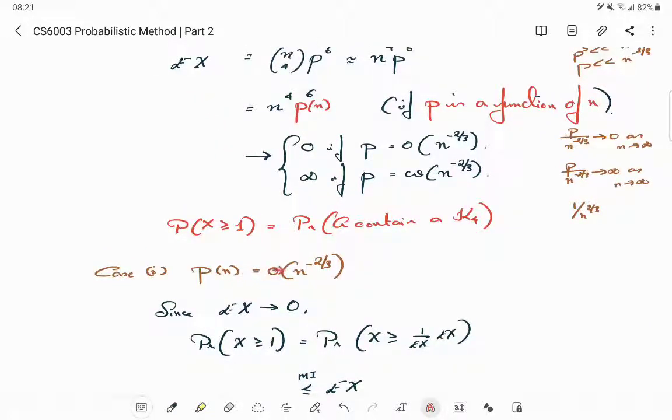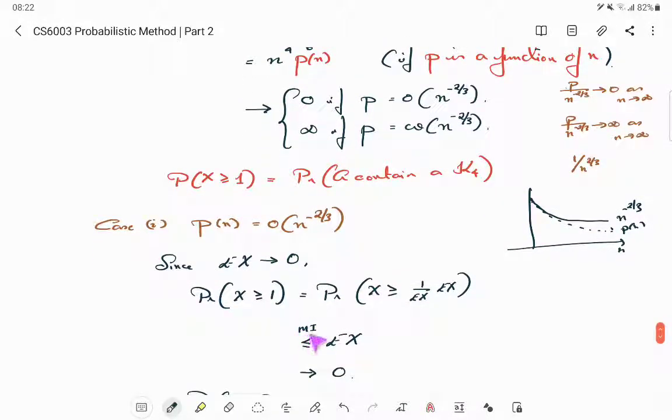That's when P of n is little o of n raised to minus 2 by 3. Okay, so if this is your n, then n raised to minus 2 by 3 might go something like this. For something that goes faster than that, this is some function, this is the P of n we are talking about now. For such functions, your E of x, as we already saw, goes to 0.